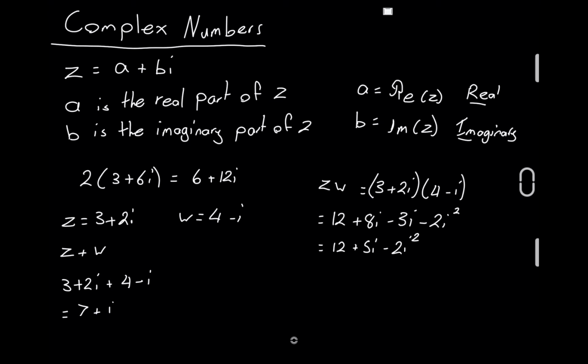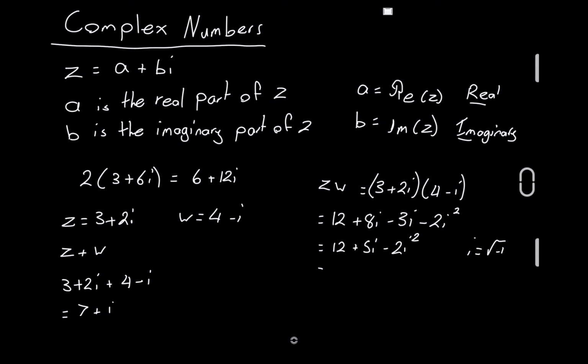Well, think of it this way. If i is equal to the square root of minus 1, and we square that, suddenly it becomes minus 1, wouldn't it? So anytime we've got an i squared, we can just change it to a minus 1.